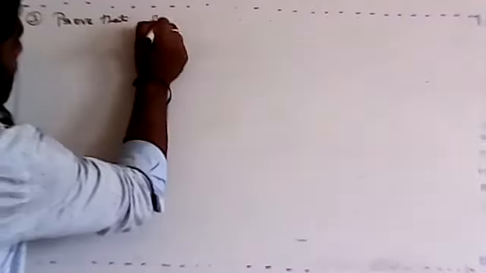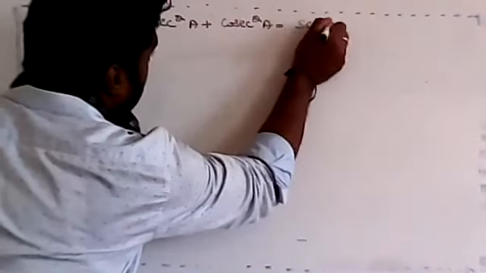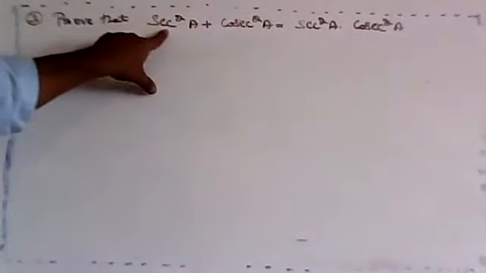Prove that secant square of A plus cosecant square of A is equal to secant square A into cosecant square of A. Correct? Secant square of A into cosecant square of A. So here what you have to do? Just take the reciprocal of this, no? Correct or not?